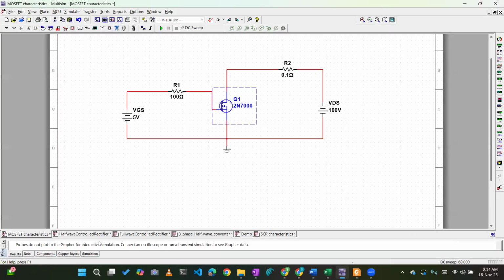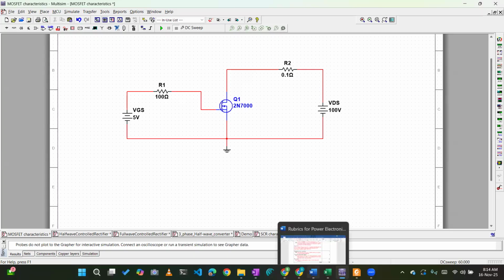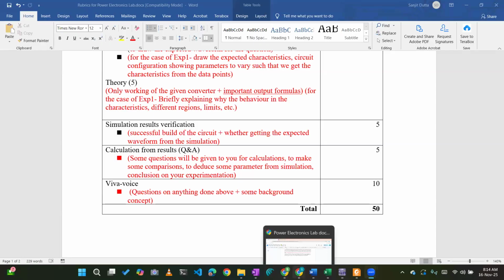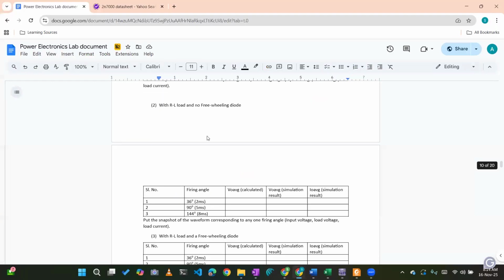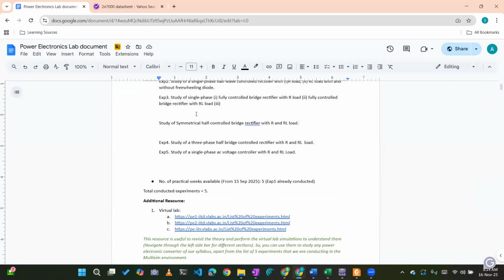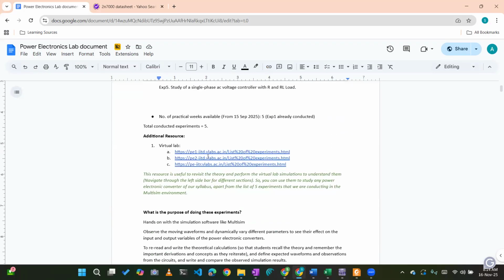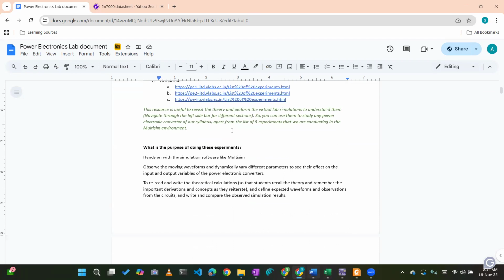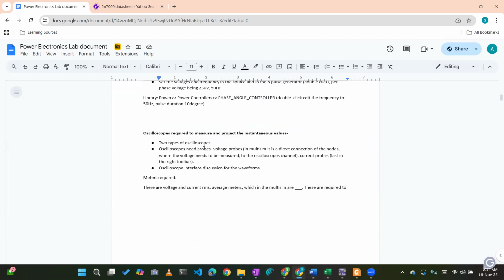Now all of the experiments are revised to you and hope it will be easy for you to do now. Theory part, you have already studied this for the class test and all. Theory parts are limited for these five experiments; you only have to see these five types of circuits and their theory. And theory is scoring marks, so you should understand and write it properly.